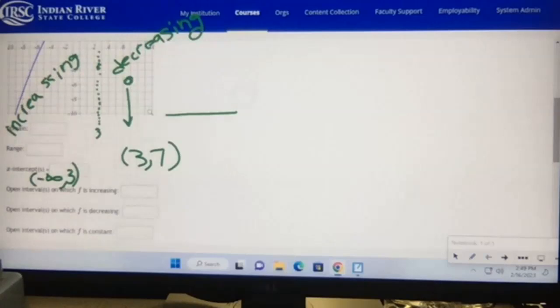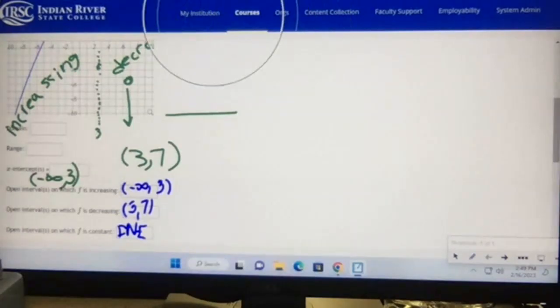So just filling in our answers here. Increasing would be negative infinity to positive 3. Decreasing would be this 3 to 7. And then constant, there is no constant, so does not exist. So D and E. So that's increasing, decreasing, and our constant.